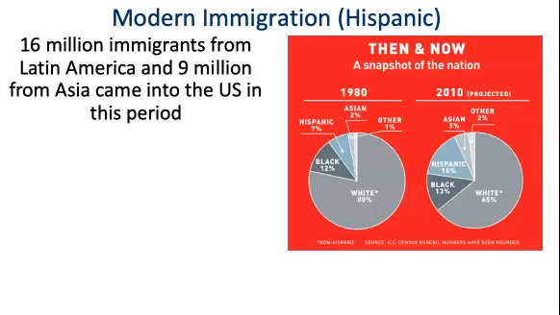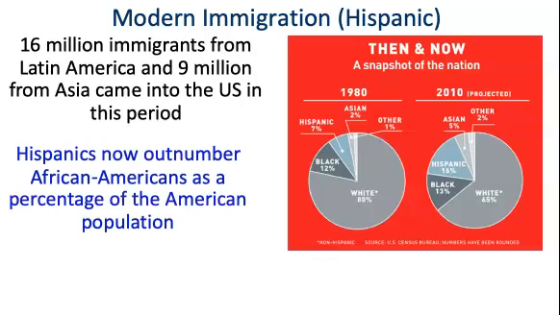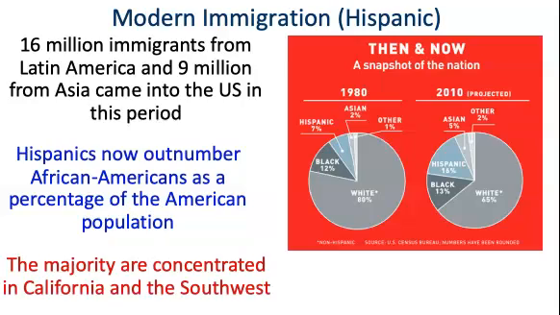Now, for the most part, a lot of this is because of this 1965 immigration law that we talked about during the last time period, which eliminates the restrictions and quotas that were placed on both Asian and Latin American immigrants to the United States. Now, as a result of all this, Hispanics now outnumber African Americans as a percentage of the American population. They're the second largest population group behind whites, and they will eventually outnumber whites in the United States given current trends. And today, the majority are concentrated in California and in the Southwest, but they're increasing in population in different parts of the country.